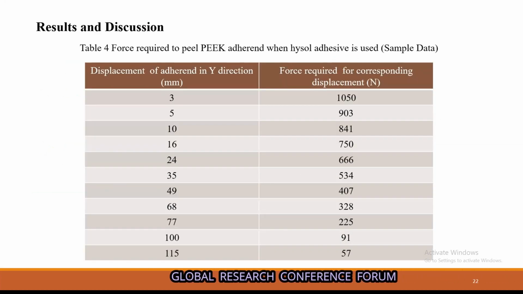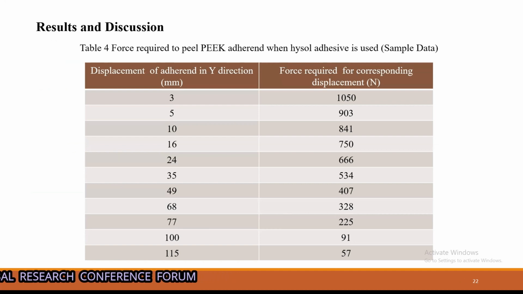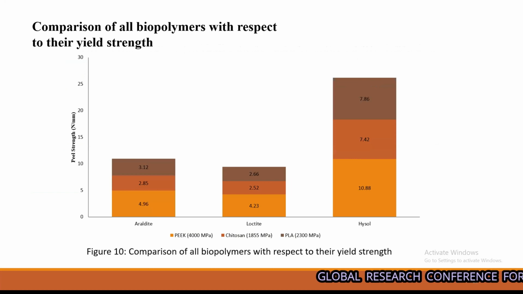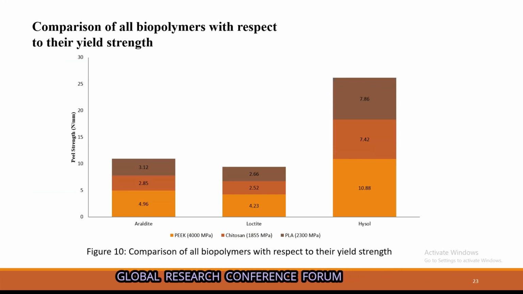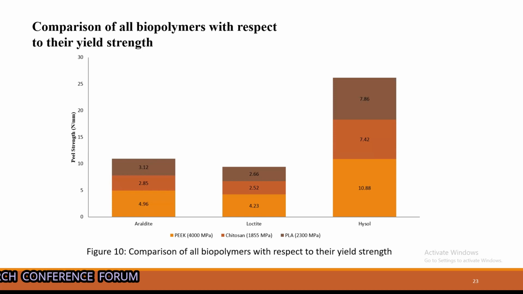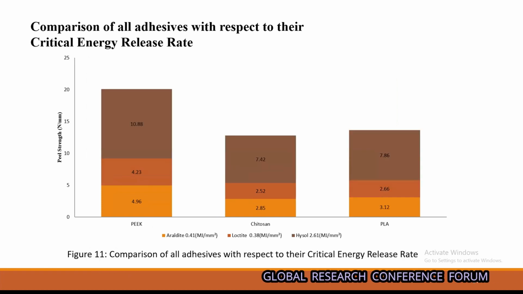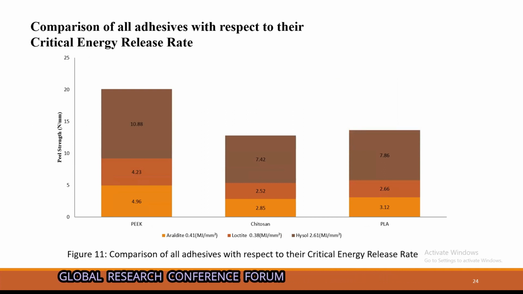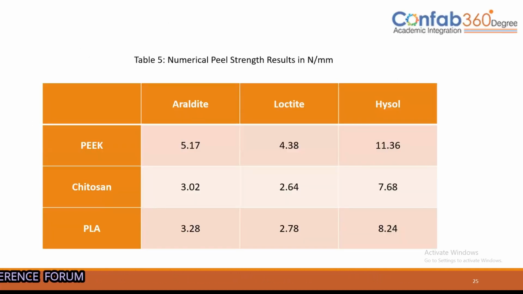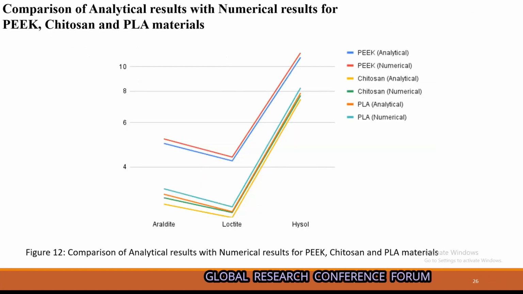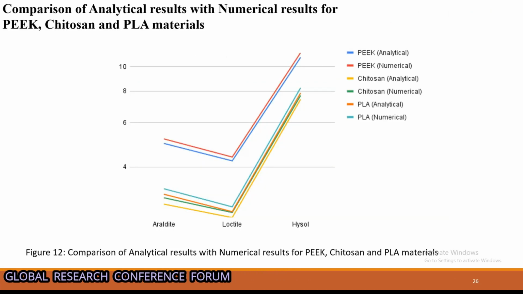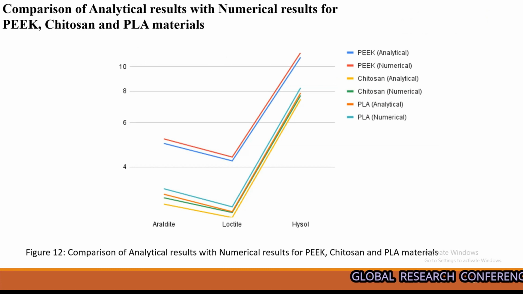From this, you can find out the displacement versus force. Once you get displacement, you can find out the corresponding force. And from this, the comparison of all biopolymers with respect to strength: you can see PEEK gives the maximum value when Hysol is the adhesive, 10.88. You can find out the difference here. And then there is a comparison between the analytical and the numerical. The difference between these 2 readings is around 4%.